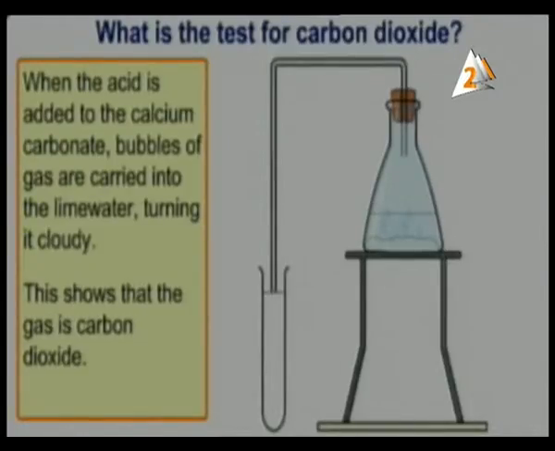Why? Because we have here the changing of lime water into a milky or cloudy color. The carbon dioxide makes this reaction form calcium carbonate, which doesn't dissolve in water. So here we have the carbon dioxide test.